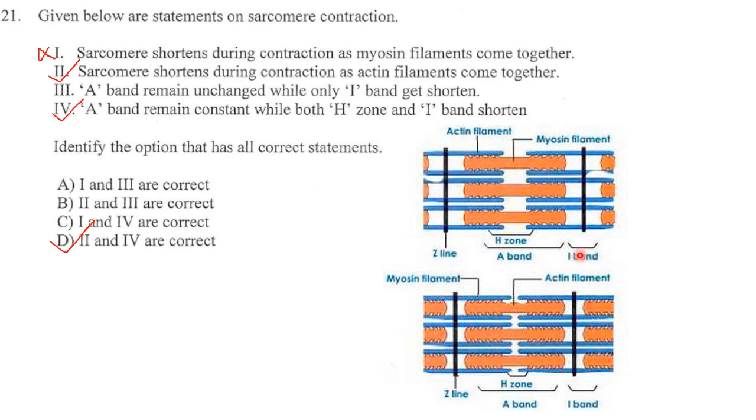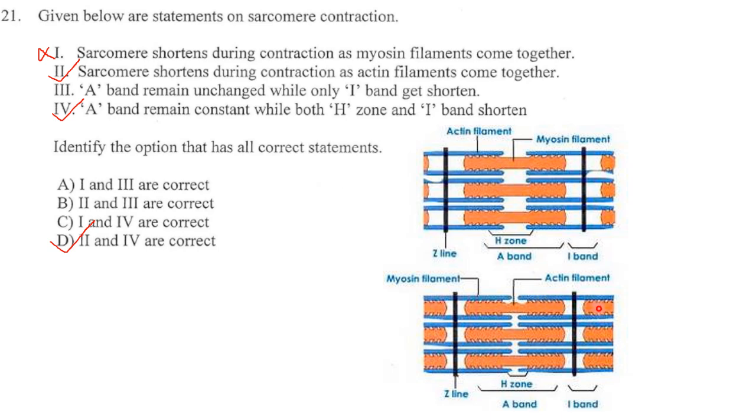Now the I band is light colored because it contains only actin filaments attached to the Z line. Then the dark regions of the A band have overlapping actin and myosin filaments, and the H zone has only myosin filaments. When the sarcomere shortens, the actin filaments slide past the myosin filaments, as in this figure, and approach one another.